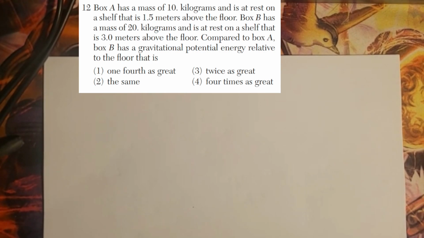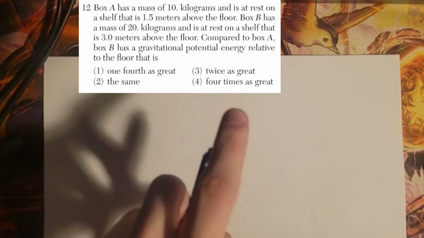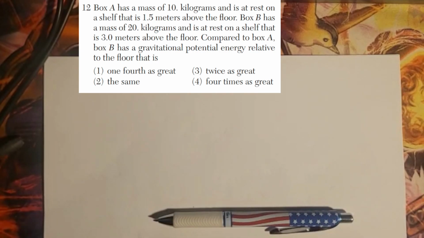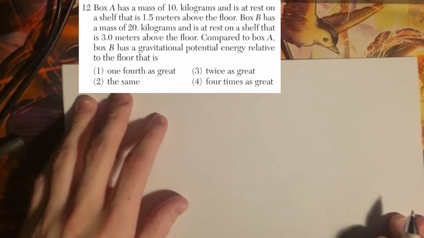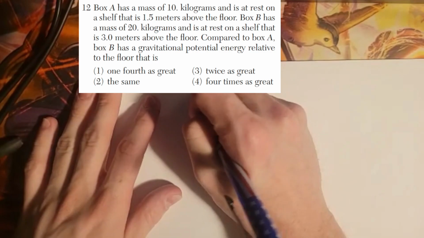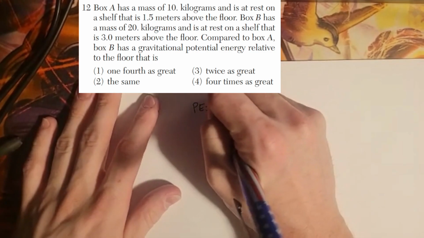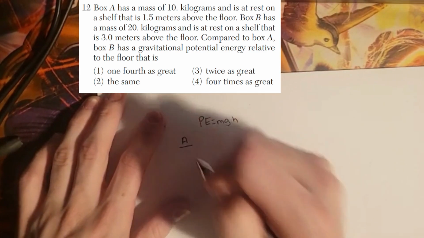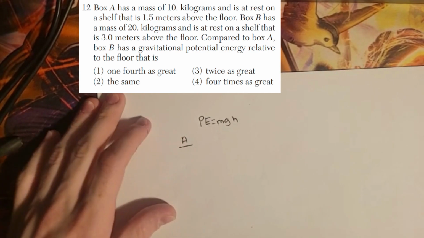Box A has a mass of 10 kilograms and is at rest on a shelf that is 1.5 meters above the floor. Box B has a mass of 20 kilograms and is at rest on a shelf 3 meters above the floor. Compared to Box A, Box B has a gravitational potential energy relative to the floor that is blank. Well, we could solve for that, right? If we know our formula for gravitational potential energy, which is PE equals mgh, we could solve that for both A and B, right? Box A says that we have a mass of 10 kilograms.